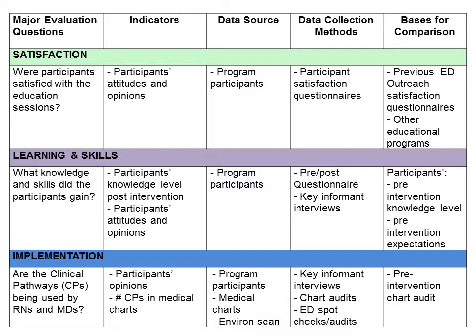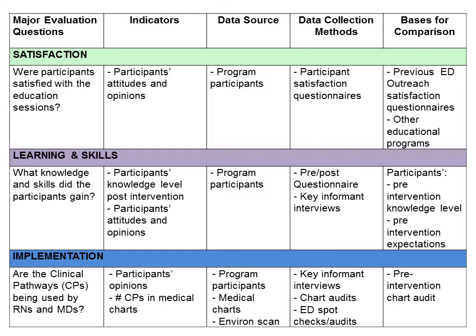Overall, an evaluation matrix is a document that outlines the major evaluation questions that will be answered in future evaluations. It includes the information required for answering each of these major evaluation questions. Specifically, an evaluation matrix focuses and guides the evaluation activities by providing an overview of the major evaluation questions, the indicators, data sources, data collection methods, and bases of comparison that will be used in the evaluation of specific programs.